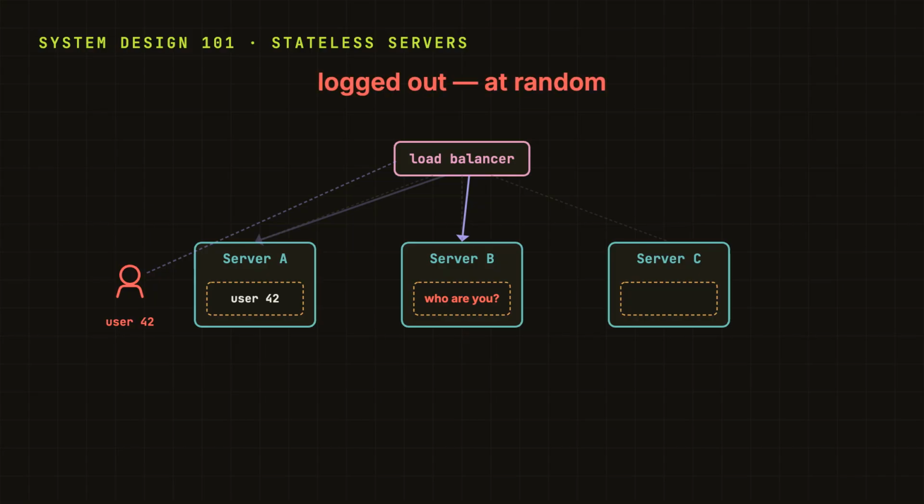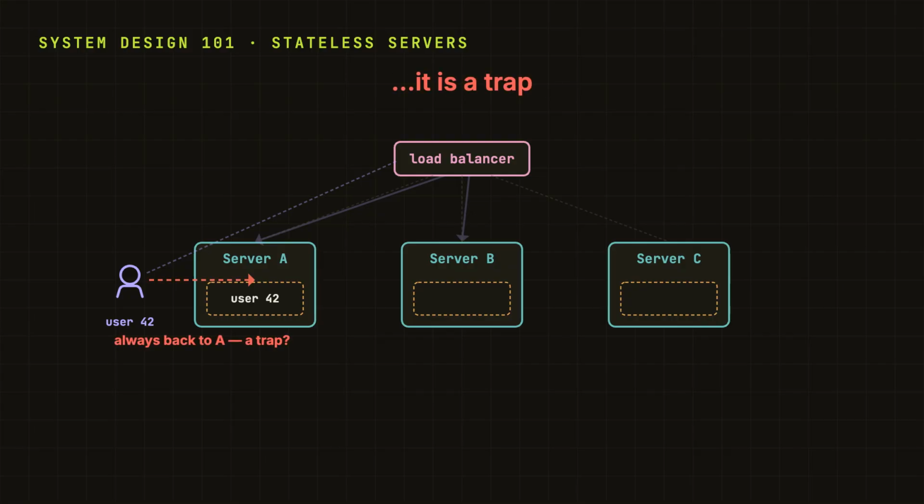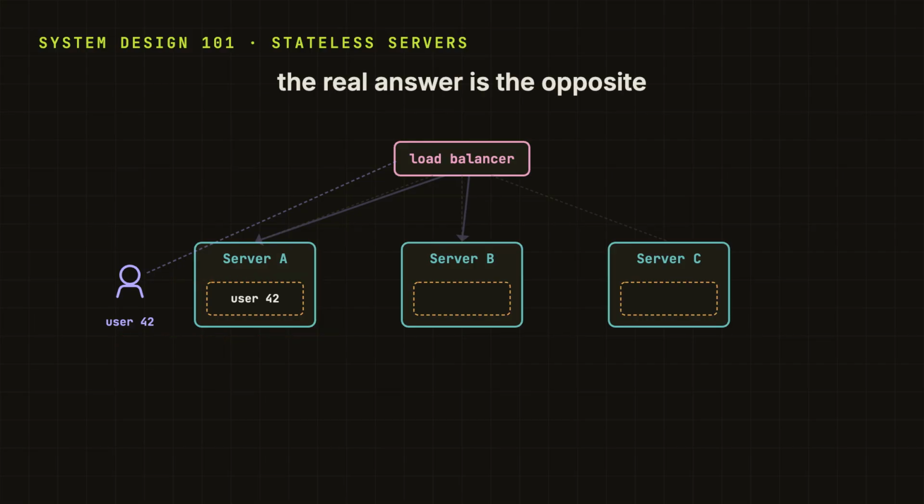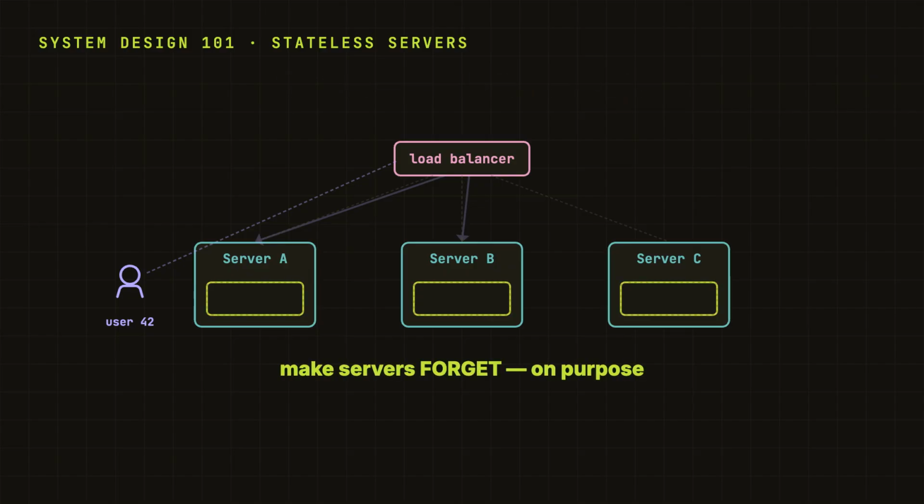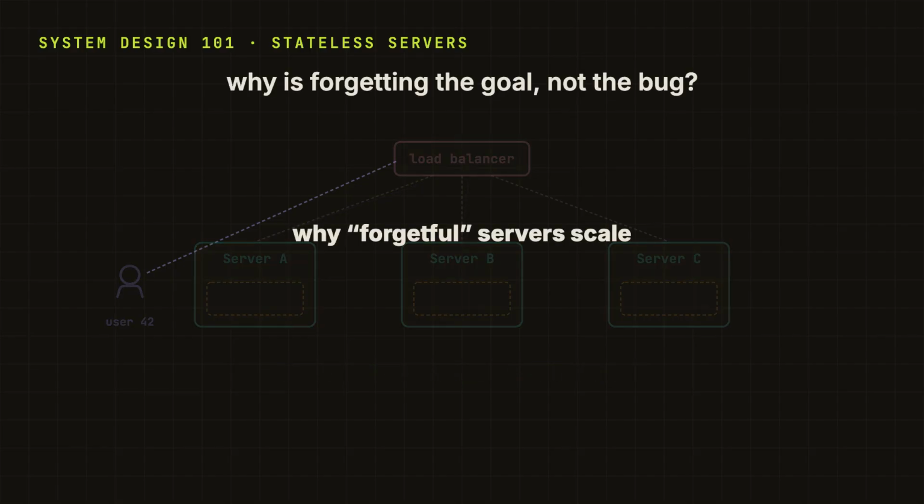Logged out at random. Now the obvious fix is just send each person back to the same server that knows them, right? Hold that thought, because that obvious fix is a trap. And the real answer is kind of the opposite of what it sounds like. The trick is to make your servers forget you on purpose. So, why is forgetting the goal, not the bug? Let's build it properly.